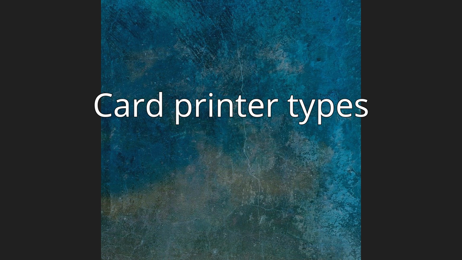The term over the edge is due to the fact that when the printer prints onto the film it has a bleed, and when rolled onto the card the bleed extends to completely over the edge of the card.